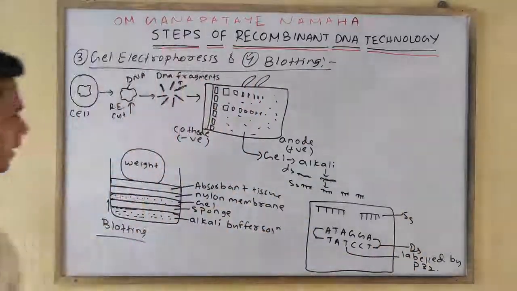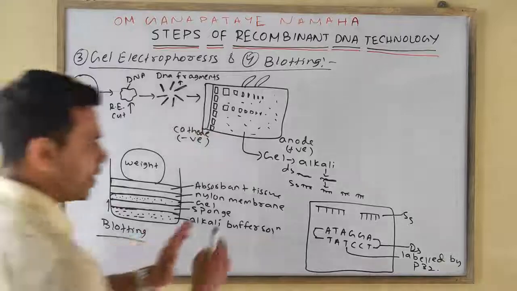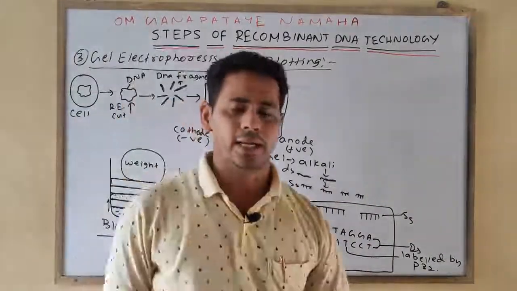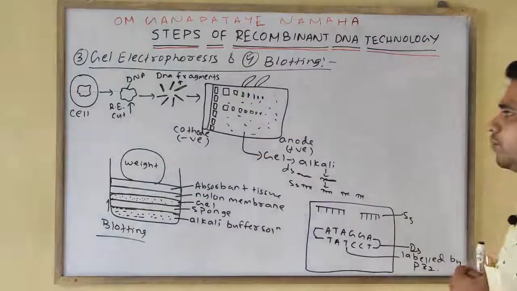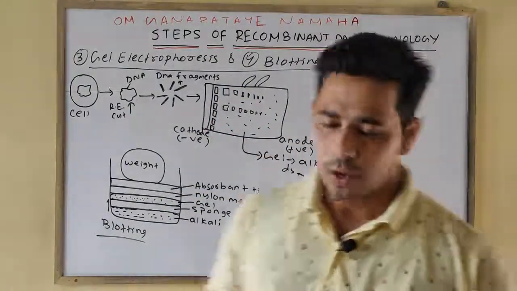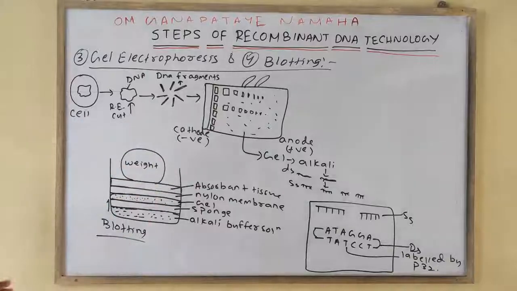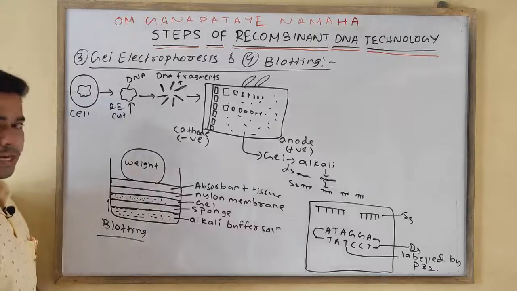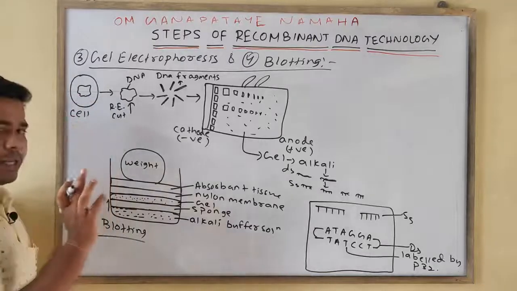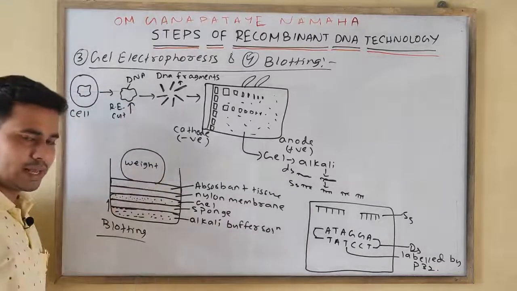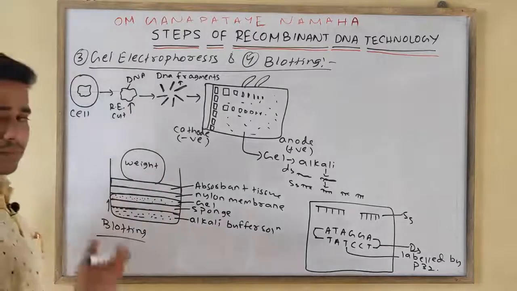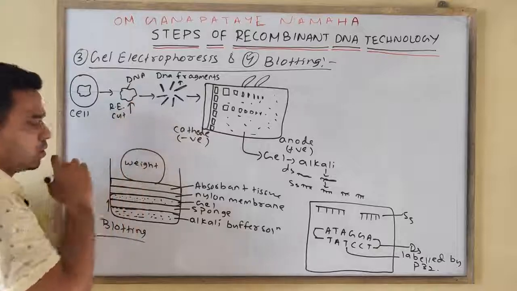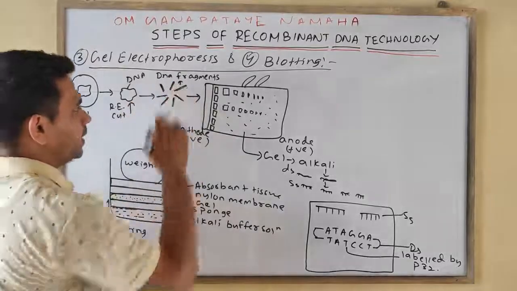So as of now, in the nylon membrane we have the desired DNA or the gene product which we want to extract. So now, once more, I am telling you the whole process. First of all, the cell is present having the DNA. Next we will extract or isolate the DNA by using enzymes. Next, the restriction endonuclease will cut the DNA into various DNA fragments.